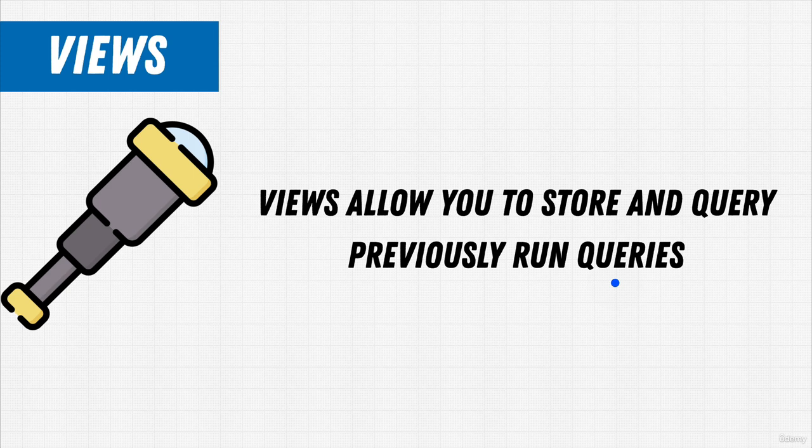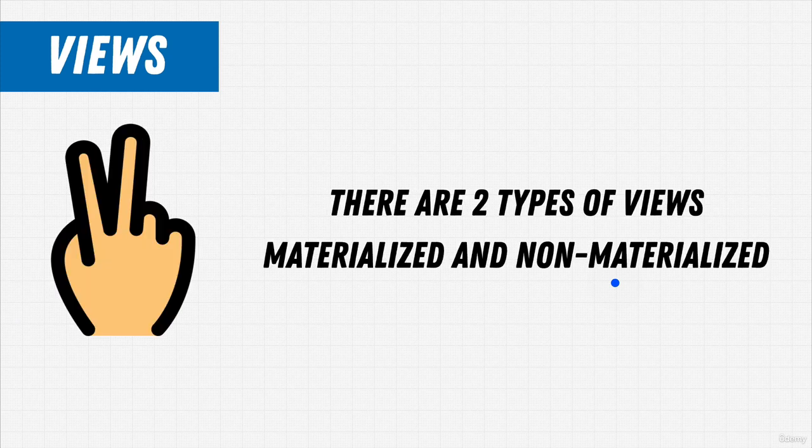My analogy aside and my horrible puns aside, we're trying to allow you to store previously run queries, and that's the whole point of this. Now, there are two types of views. Two. The peace sign. Again, I like icons that depict what I'm trying to get at. So there are two types of views, materialized and non-materialized.